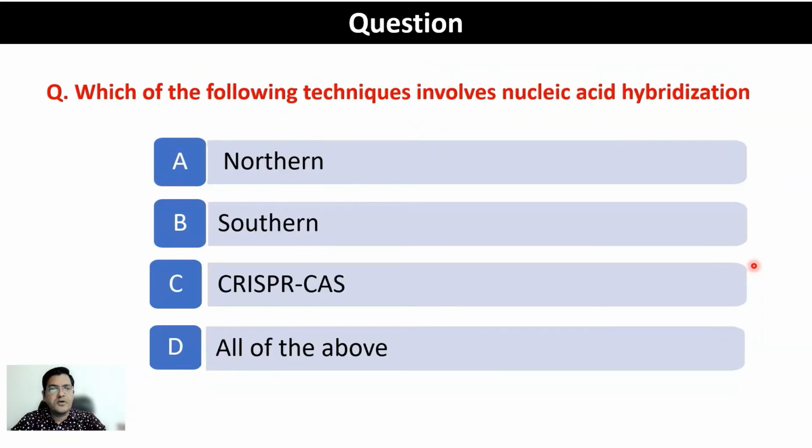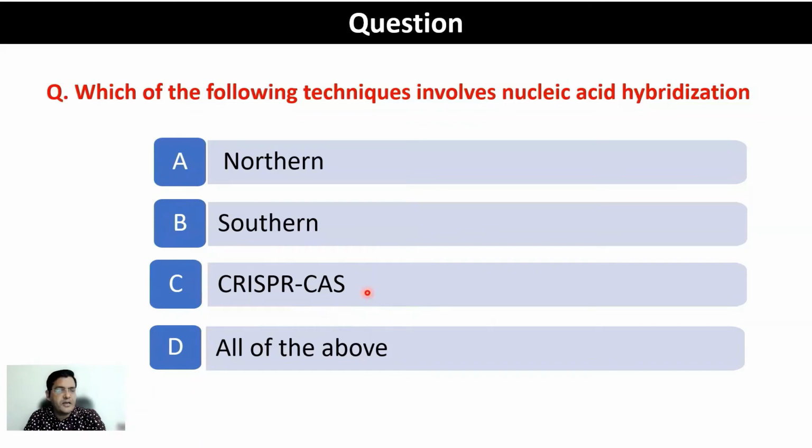So here's the question again. Which of the following techniques involves nucleic acid hybridization? And your options are A, northern, B, southern, C, CRISPR-Cas, and the fourth option is all of the above, right? So as I told you in the previous question, of course, northern and southern require nucleic acid hybridization. So the only term where you might have a confusion is CRISPR-Cas, and I'm sure you would have heard this term CRISPR-Cas very often nowadays.